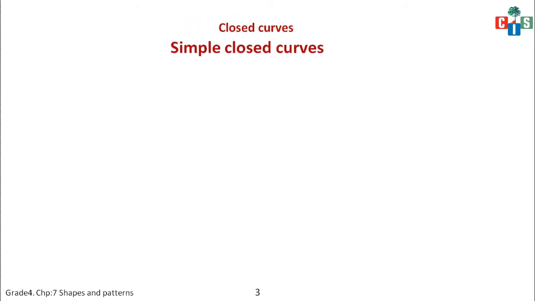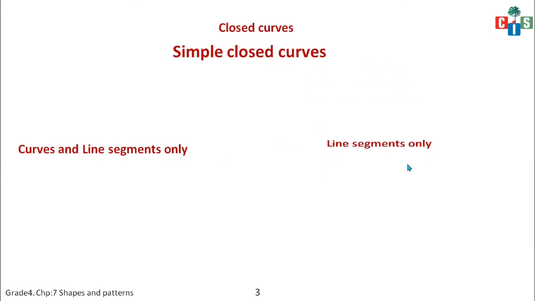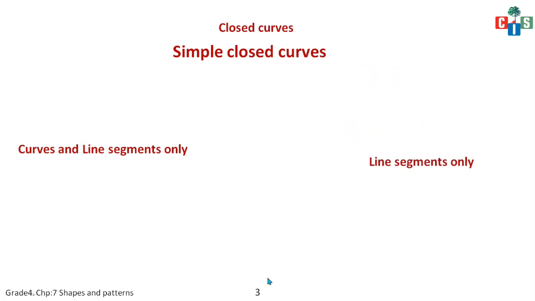Now first of all we will revise the chapter. What we saw in the chapter, do you remember? I hope you remember. We saw closed curves and open curves, and in closed curves there were simple closed curves. In the simple closed curves we saw line and curve segments only, then line segments only, and curved line segments only. Now let's see the examples.